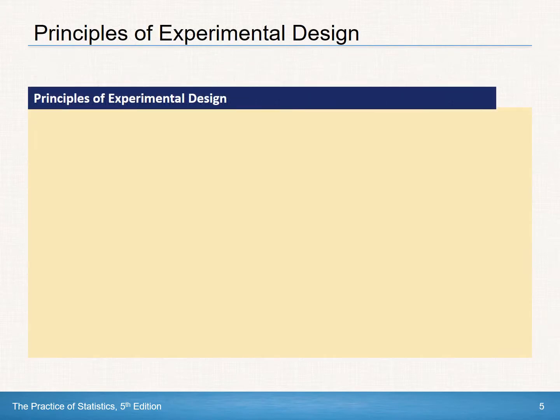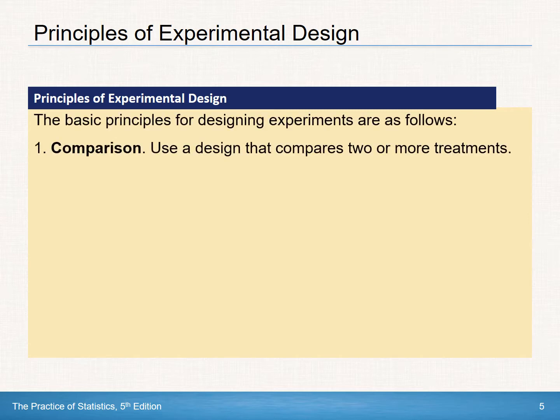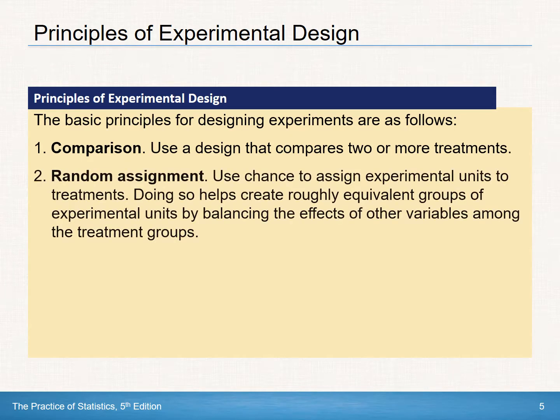So there are 4 principles of experimental design, and you're going to have to look at studies and explain the different parts to all of these. So first, the basic principles are comparison. Make sure you're using a design that compares 2 or more treatments. Random assignment. Use chance to assign experimental units to treatments.